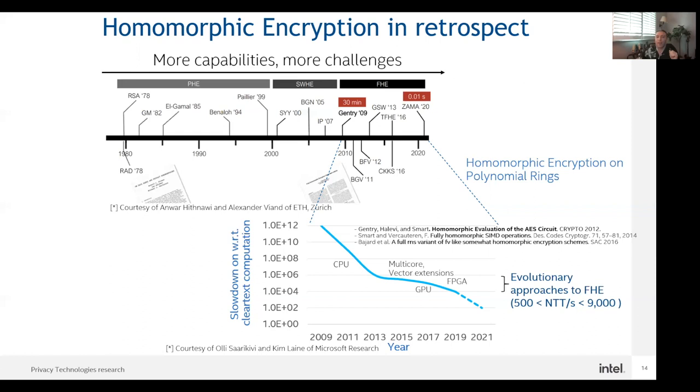Especially on the ring LWE branch of homomorphic encryption, to the point that, to give an example, because this is homomorphic encryption on polynomial rings, the number theoretic transforms per second that you do is not a precise estimation of performance by any means, and there are many reasons why. But it's a good proxy. You can only reach a throughput between a few hundred to a few thousand, that enables you to do simple tasks like linear regression, some lookup tables, some private set intersection of modest size and things like that.